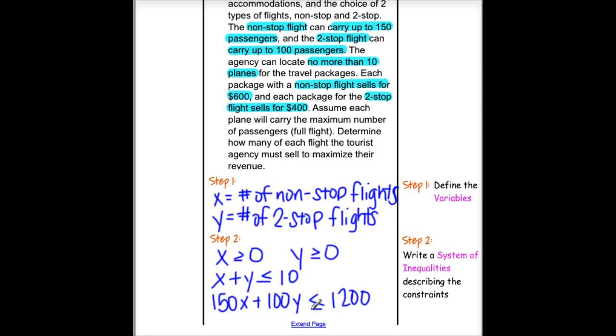So now we have our system of inequalities. In the next video, we're going to look at how we graph those.